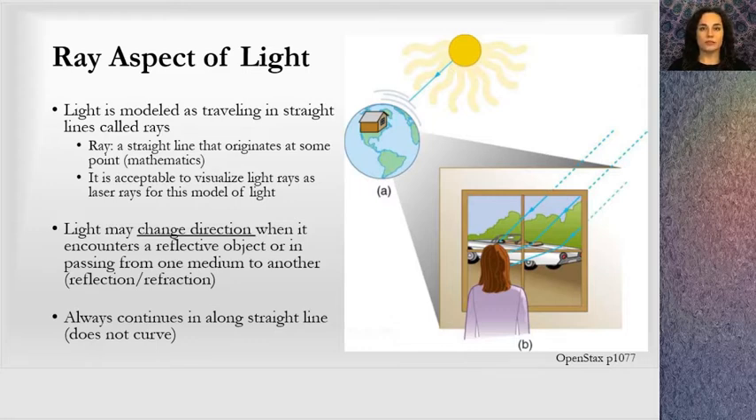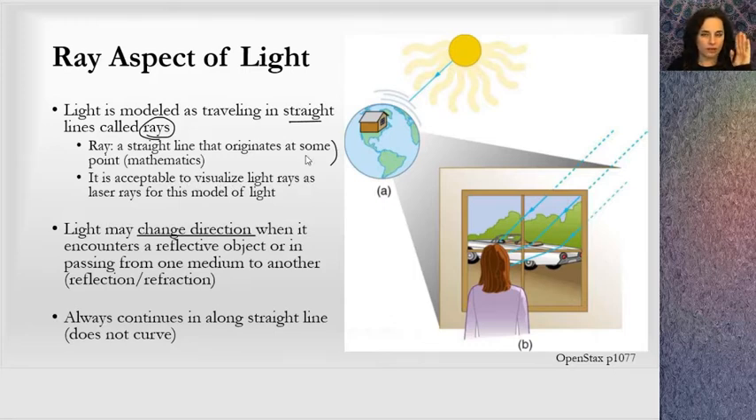The ray aspect of light is the model we use in sketches to have a visualization of what light is doing. We can see that light is modeled as traveling only in straight lines, and that's what we call rays. This is a relic of mathematics. In mathematics, vectors and rays are all well defined, and it's acceptable to visualize light rays as sort of laser rays through space.